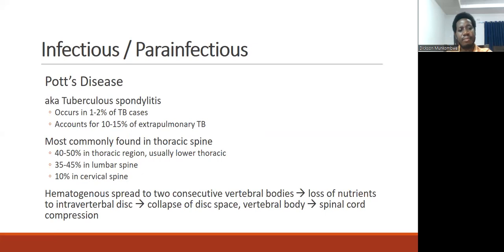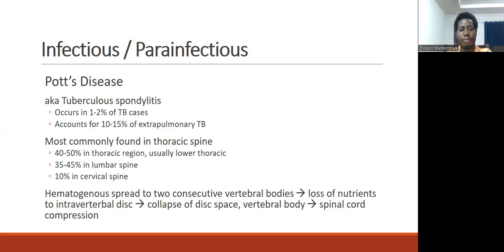Pott's disease from TB, in the spinal cord, we tend to think more of tubercular spondylitis. That's the, you could say, medical term for it. It occurs in 1 to 2% of TB cases and accounts for 10 to 15% of extrapulmonary TB manifestation.